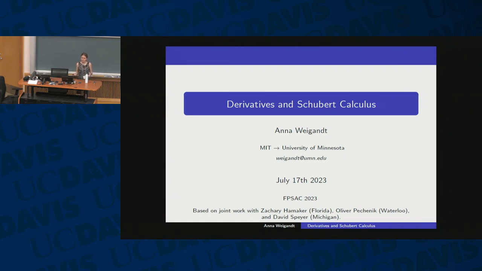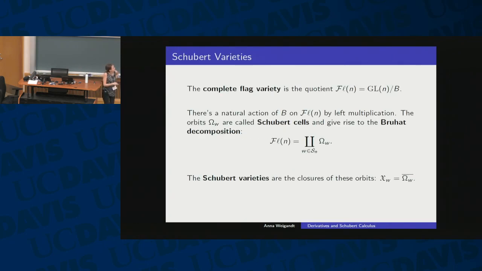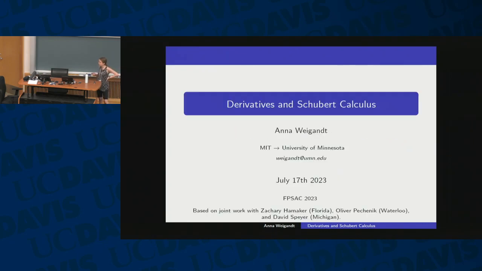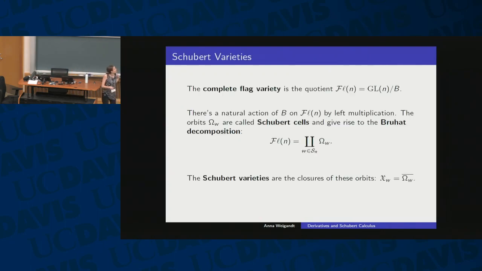So yeah, I'm going to tell a story about derivatives and Schubert calculus. I've listed some collaborators here, Zach Hamaker, Oliver Pechenik, and David Speyer. This talk is based off of projects with various subsets of the people that you see on this slide. Okay. So yeah, it all starts with Schubert polynomials. This is the Schubert calculus part of the talk.